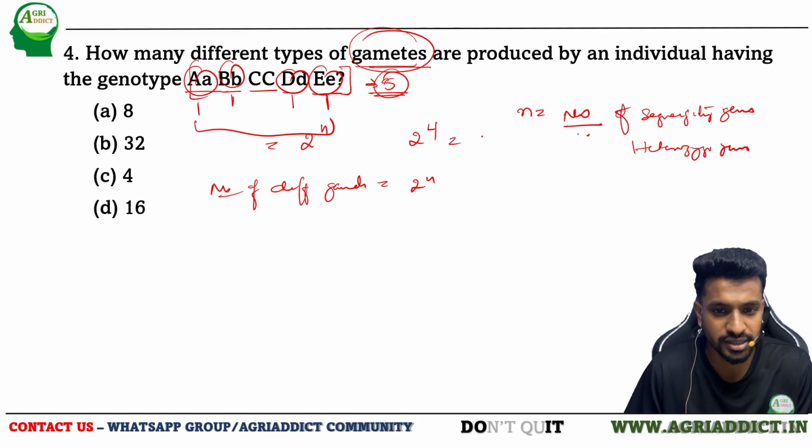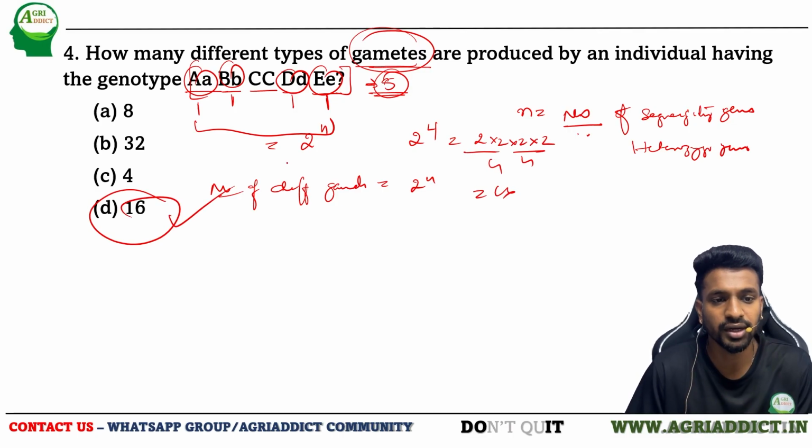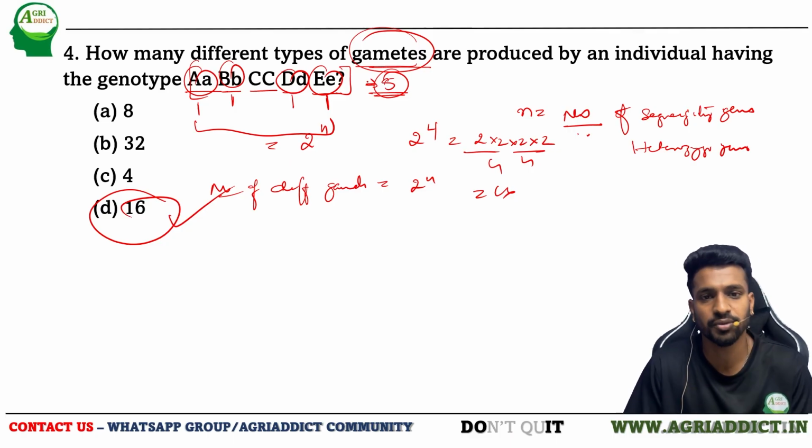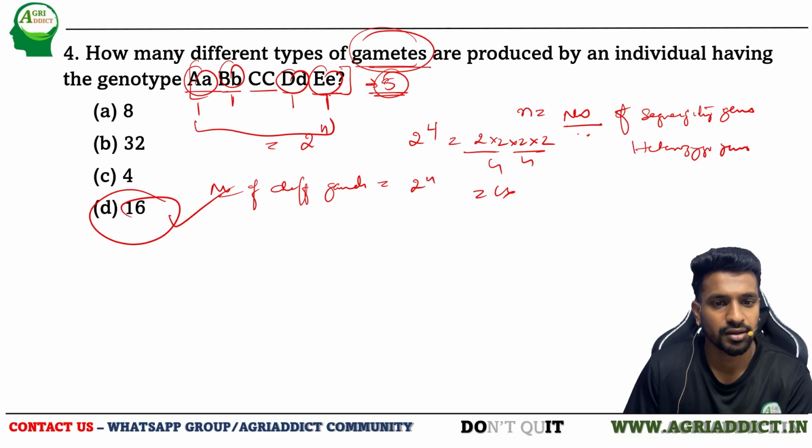So what would be your answer? It is 2 into 2 into 2 into 2. It is 4 into 4. That is 16. So 16 will be your answer. So this is how you can solve this type of question. Okay, next question.